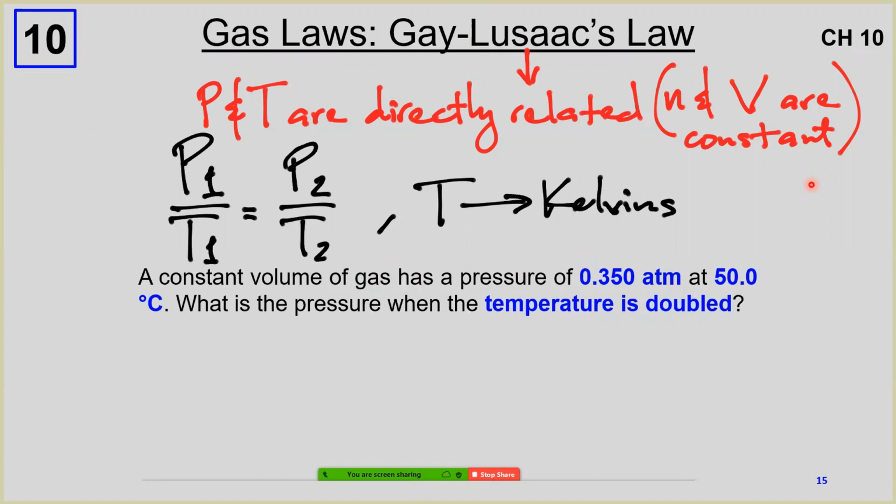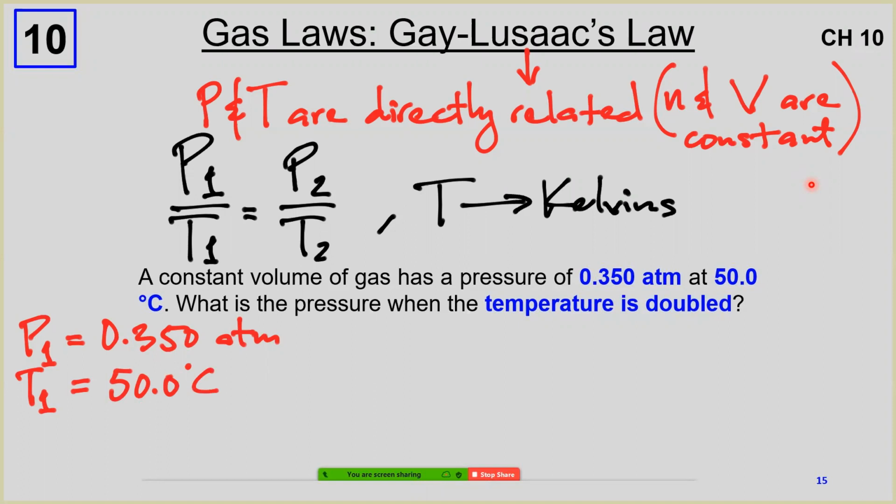So we're going to extract out the information. We have pressure here, the initial pressure, which is 0.350 atmosphere. We also have temperature here. This is our initial temperature, 50.0 degrees Celsius. And the question is, what is the pressure when the temperature is doubled? So if the temperature was doubled, T2 would be 100 degrees Celsius because we're doubling it.